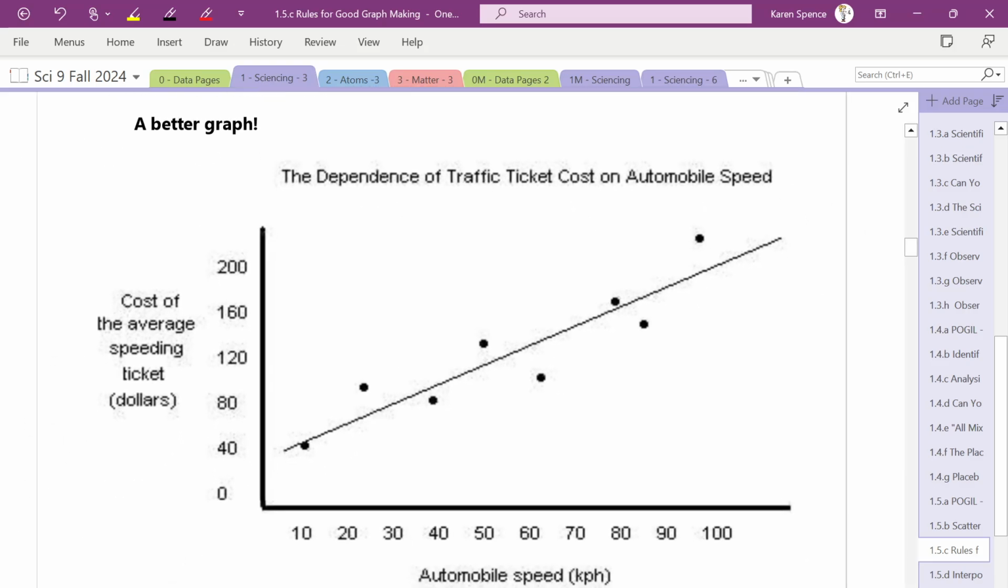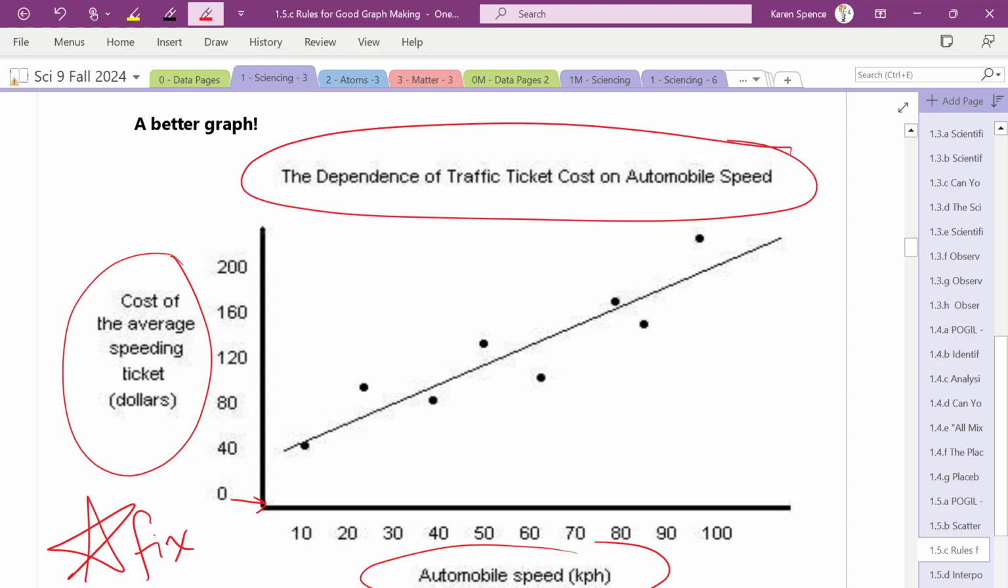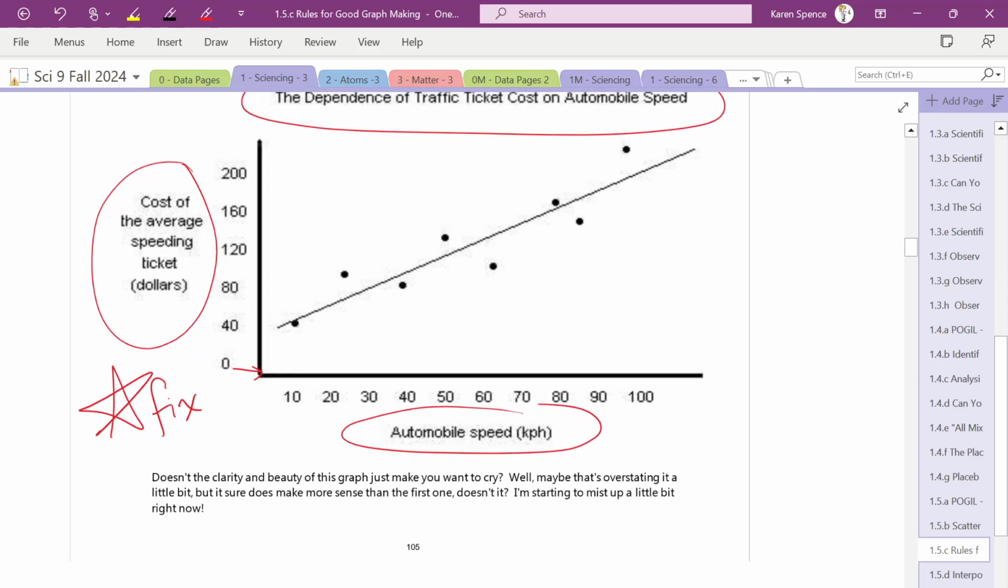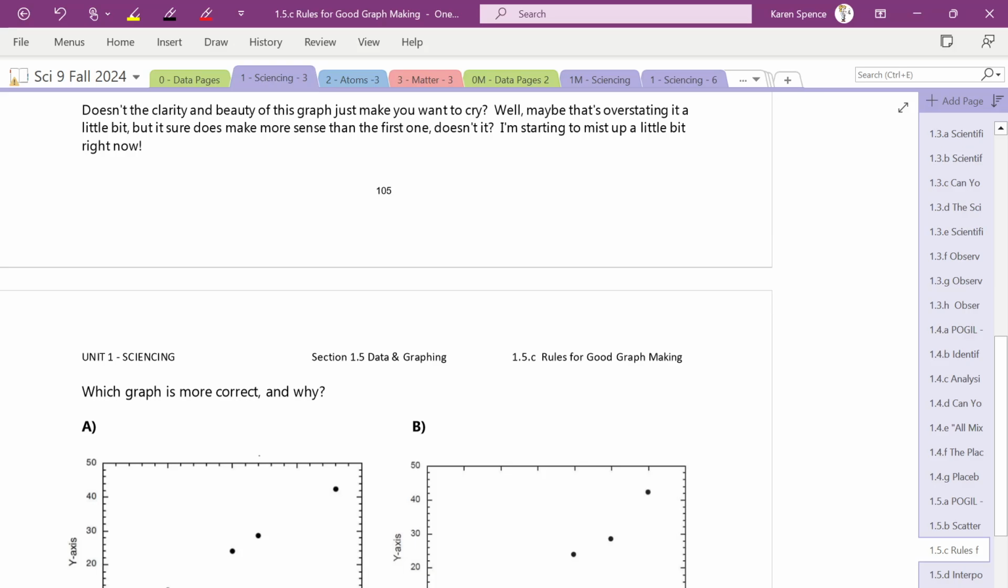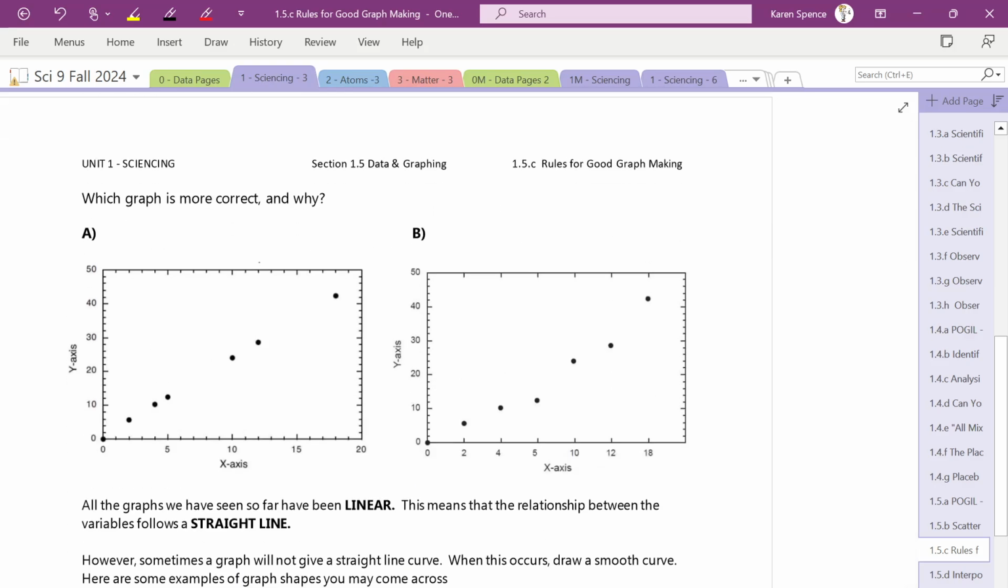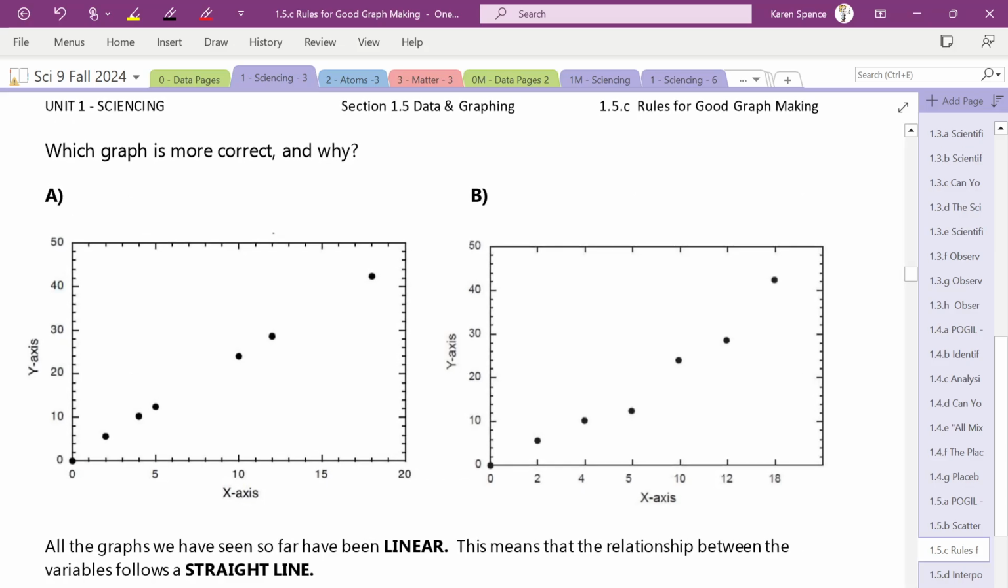This is the same graph, but now we have the labels. We've moved the 0 down. I need to move it down even further because it's not quite there yet. I need to fix this. Okay. And we have a title. Doesn't the clarity and beauty of this graph just make you want to cry? That's okay. All right. Which of these graphs is more correct and why?